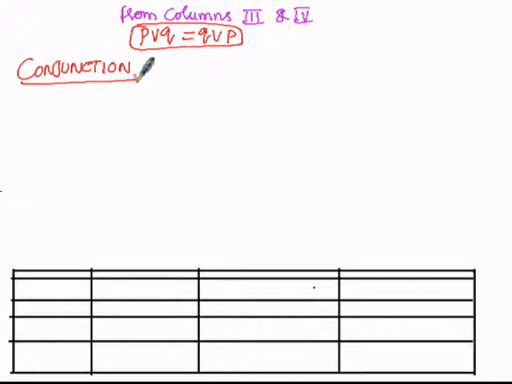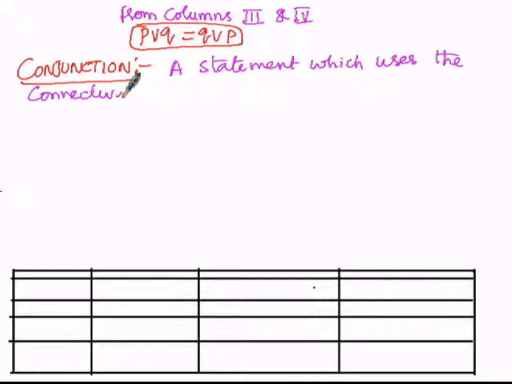Second connective is nothing but the conjunction. So here conjunction is nothing but the combination of statements which uses the connective called AND. A statement which uses the connective AND is called conjunction.